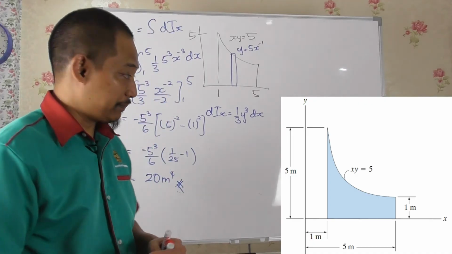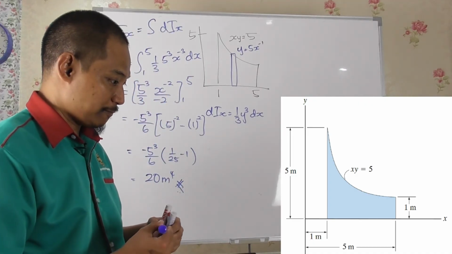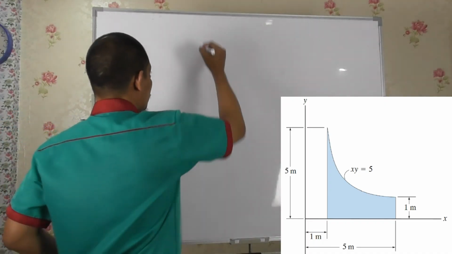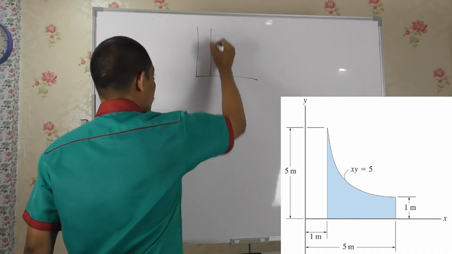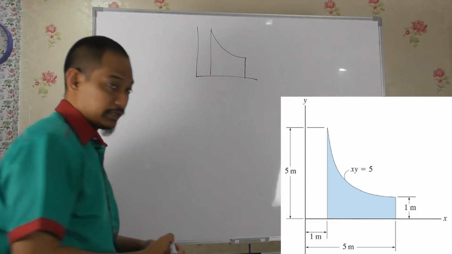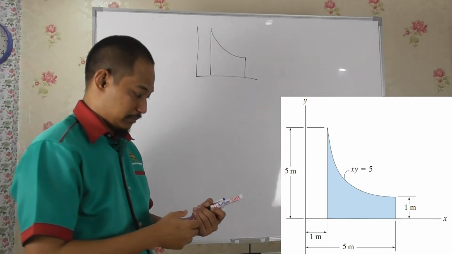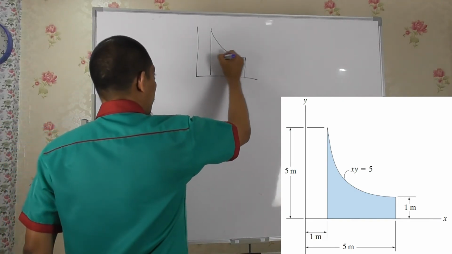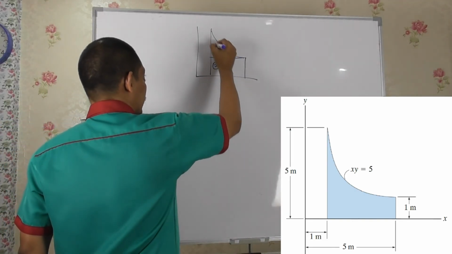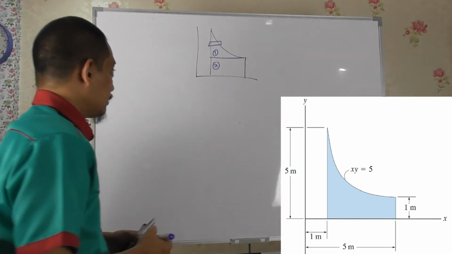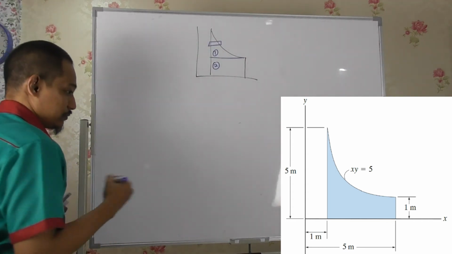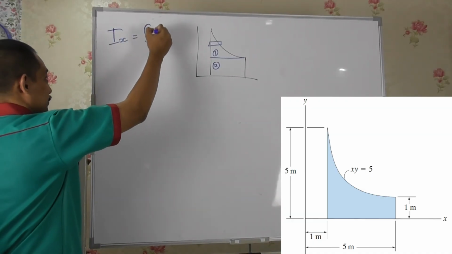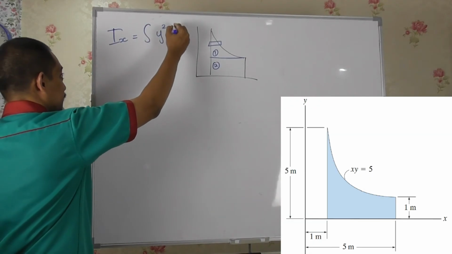Alright, what will happen if you want to use horizontal element, right? So the same question, but we are using horizontal element. If you want to use horizontal element, then you have to divide the area to become composite area, right? So 1 and 2. And because we are finding Ix, using horizontal is integration of y squared dA.